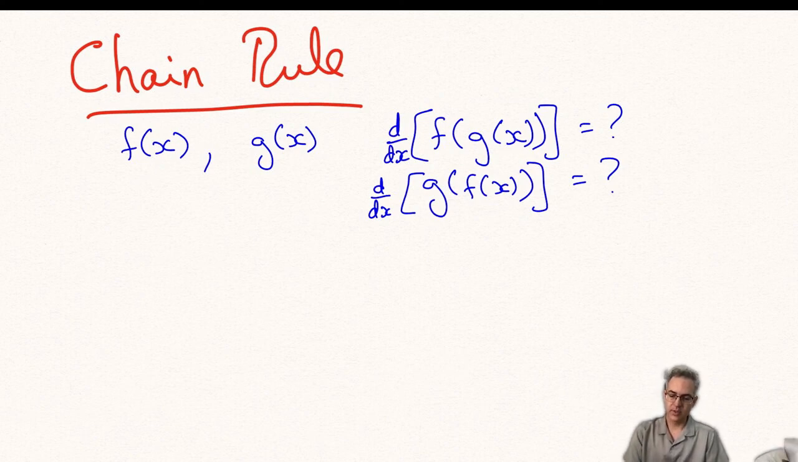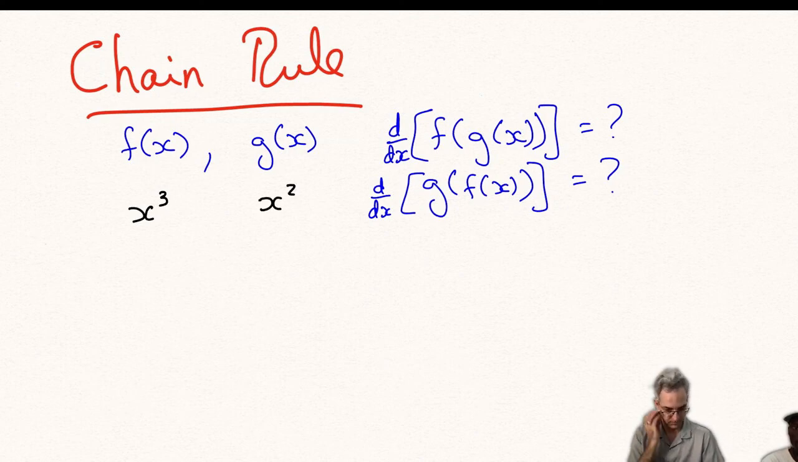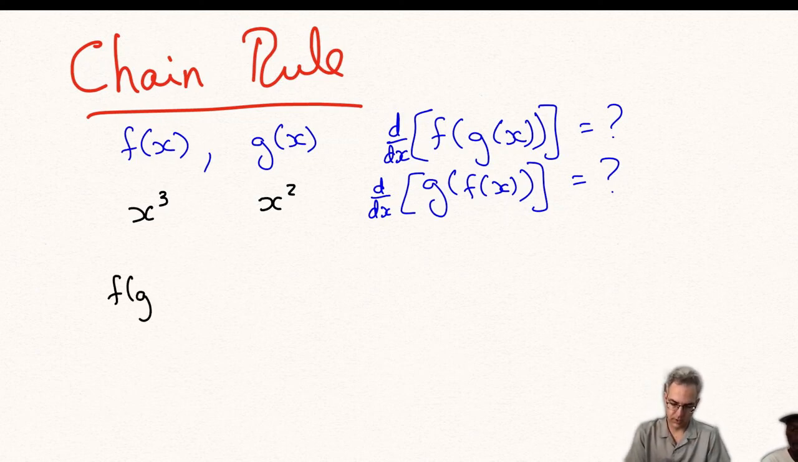So the chain rule deals with this question, and we'll use a simple example, and you might say, oh, this is kind of obvious, why even bother? So let's say f of x was x cubed, and g of x is x squared. So what is the composition f of g of x?